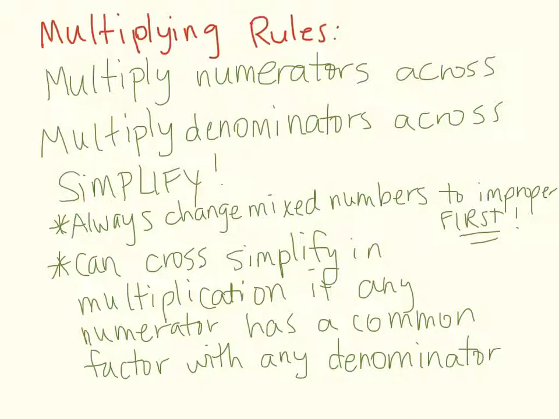A few things to remember about multiplication, though: if you have any mixed numbers that you need to multiply, you must change them to improper fractions first. So no mixed numbers, no big number part with a fraction part. Also remember, in multiplying you can cross simplify if any numerator has a common factor with any of the denominators. So we'll look at how we cross simplify.